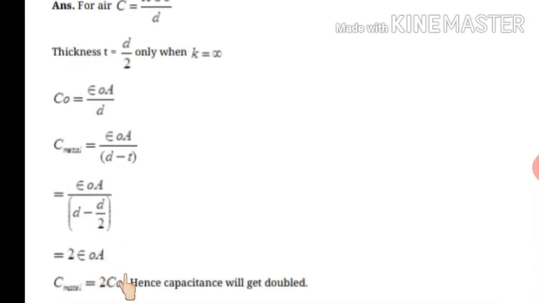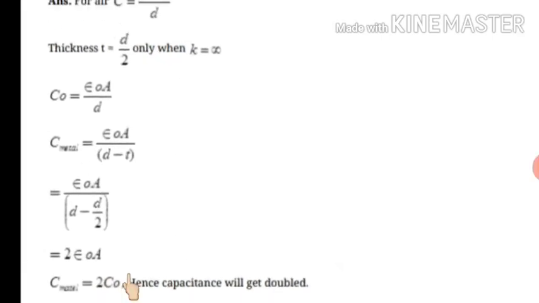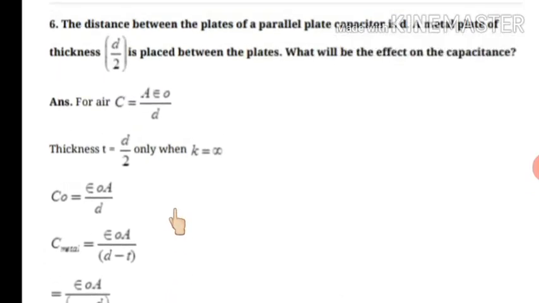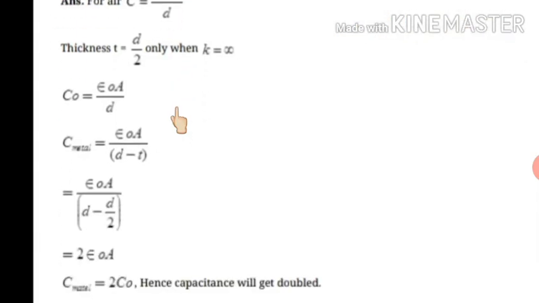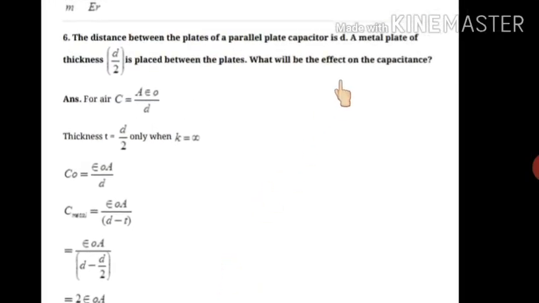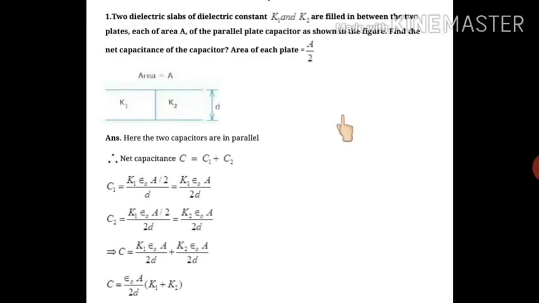And what is 2 epsilon naught A upon D? It is 2C0. What is C0? C0 is the capacitance when nothing is placed between the plates. So we can say that when a conductor is placed between the plates of a capacitor, it will become double. That is the only answer, because the question was what will be the effect on the capacitance. So finally, the capacitance will get double when a conductor is placed between the two plates. I think this question is clear to everyone.